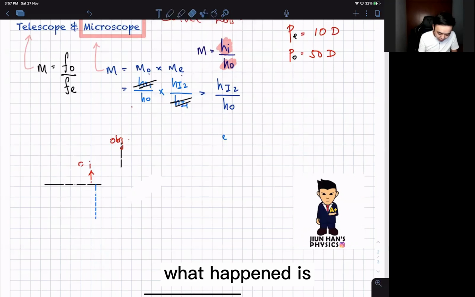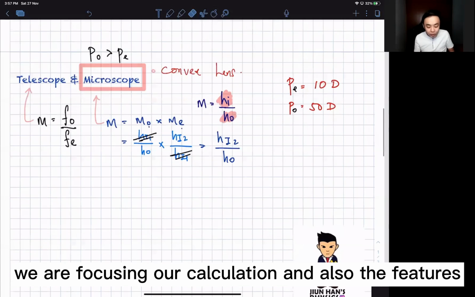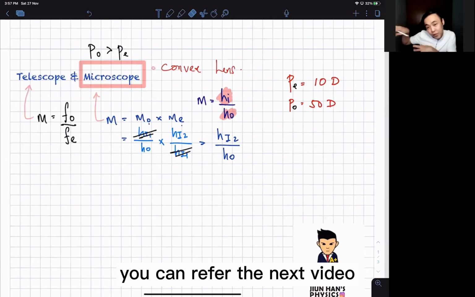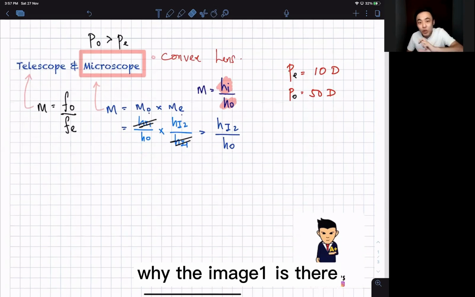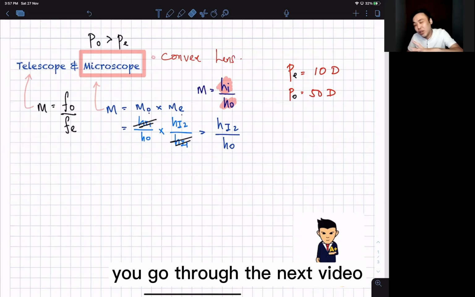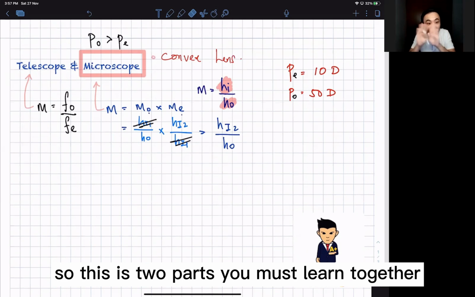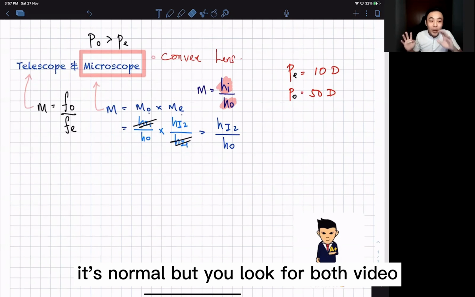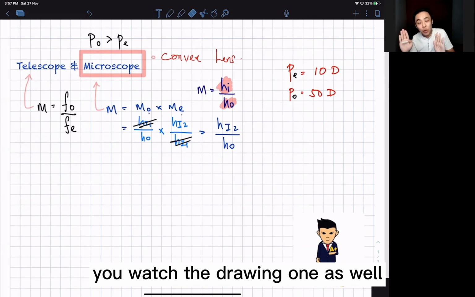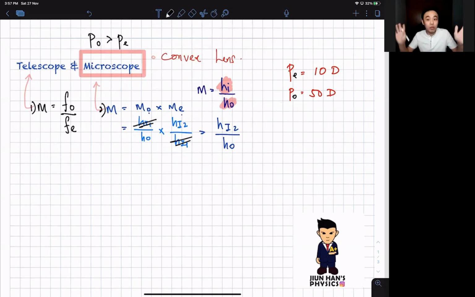So over here, again I repeat, we are focusing on calculations and also the features. If you want to learn more about drawing, you can refer to the next video. If you are confused about why image 2 is there, why image 1 is there, go through the next video I have for drawing, and it will be much clearer. These are two parts. You must learn them together. You can't just look at one part, or you'll probably be a bit stuck and confused. It's normal, but if you watch both videos, including the drawing one, it will be better. I also talked about the magnification already. And that's it. This is all the features you need to know.